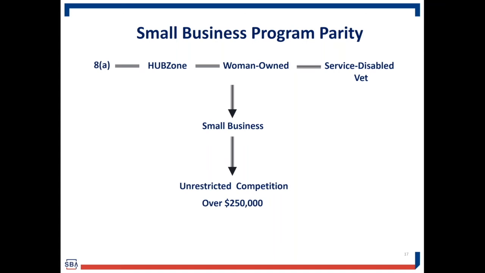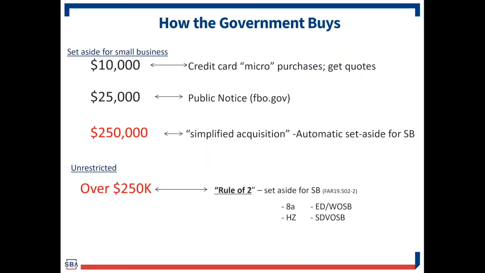If they can't get it in one of the smaller categories, then it may go all small business. And then if they can't find any small businesses they think can reasonably do the work, that's when you may see things go unrestricted or full and open competition, as I mentioned, which also applies to anything over $250,000, which we'll talk about here.